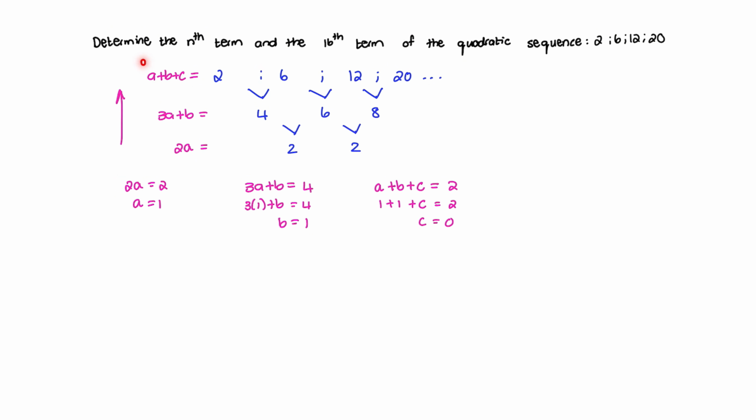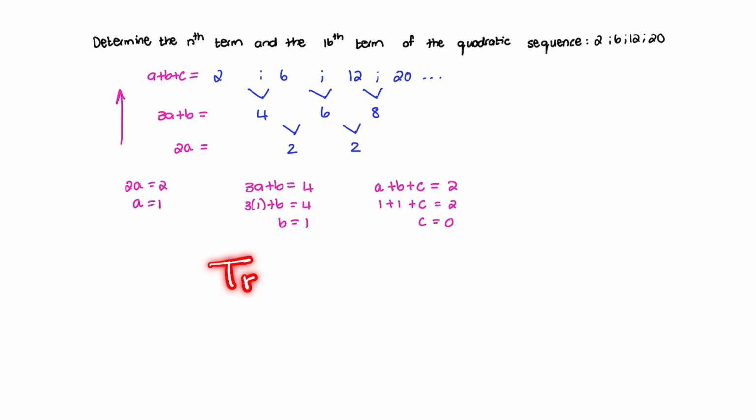And then lastly, a plus b plus c is equal to 2. So the a value is equal to 1, the b value is equal to 1, then we have 1 plus 1, which is 2, plus c is equal to 2. And if we solve for c, we have c is equal to 0.